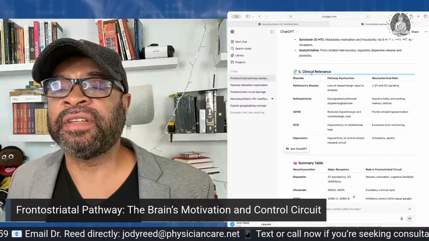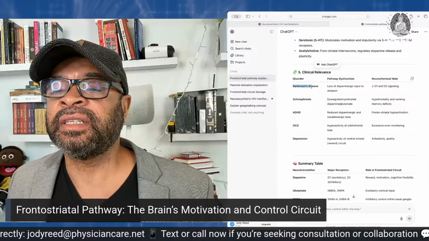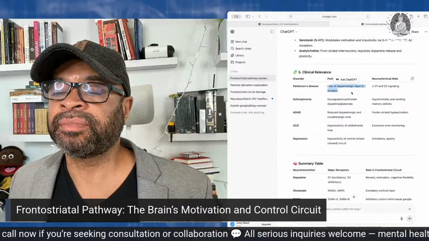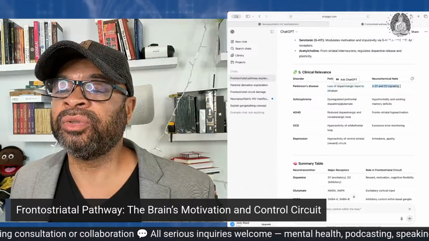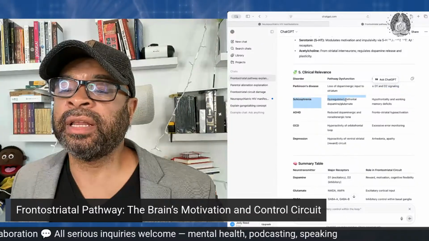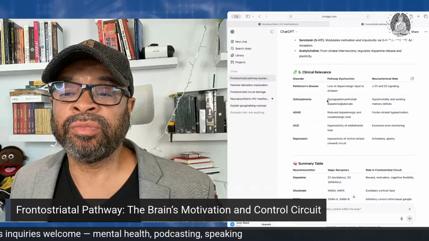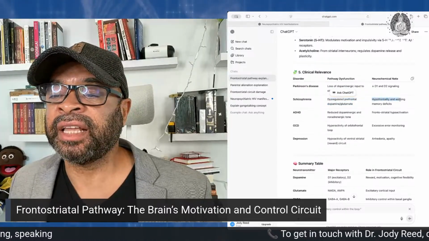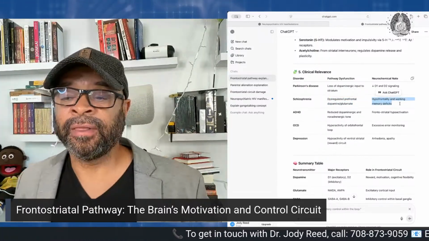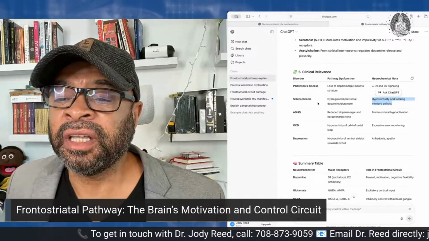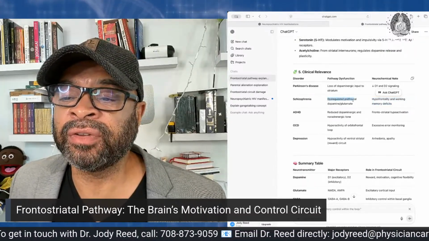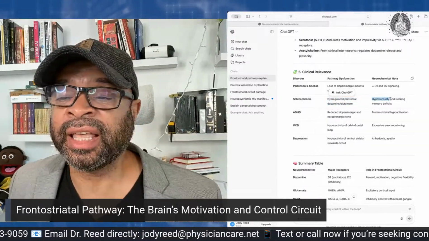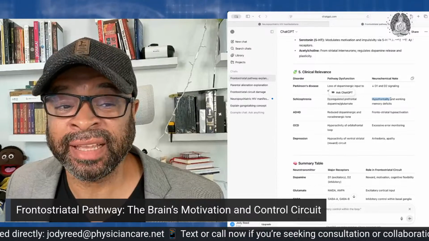Look, clinical relevance here. For Parkinson's disease, there is loss of dopaminergic neurons in the striatum, with decreased D1 or D2. Great. Schizophrenia: dysregulated prefrontal dopamine and glutamate, with hypofrontality and working memory deficits. That hypofrontality you see in schizophrenia, with dysregulated prefrontal dopamine and glutamate, means the frontal lobe can have hypoactive dopamine.